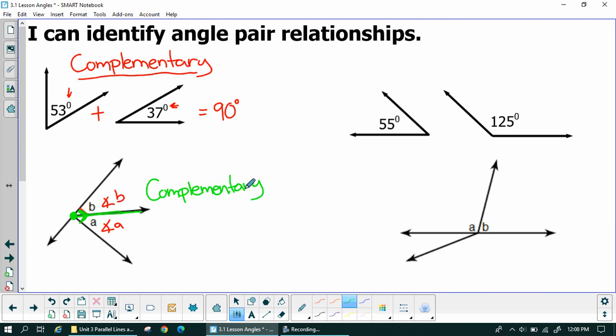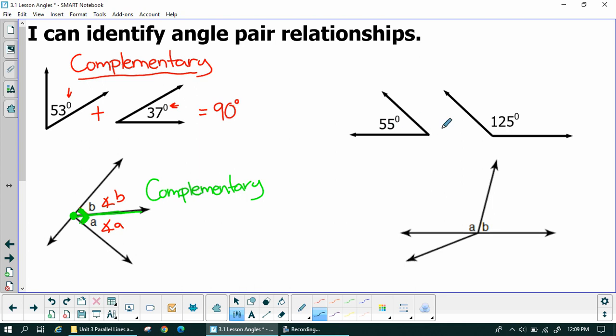So both of these are examples of complementary angles. These two are separate from each other, but they add to 90. These two are adjacent, they share a vertex and a side, but they make this right angle, and we know it's a right angle because that red box was in there, and so those are also complementary.